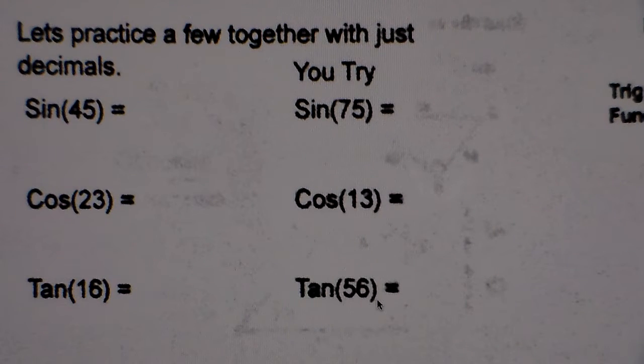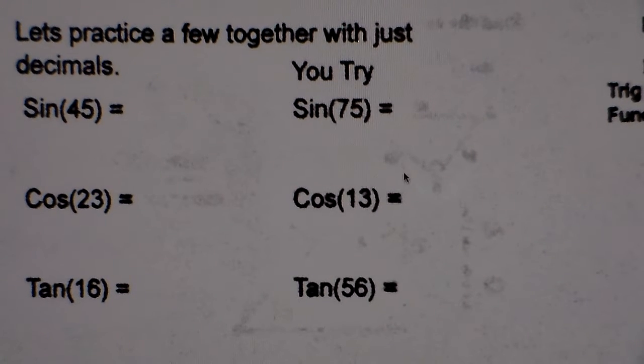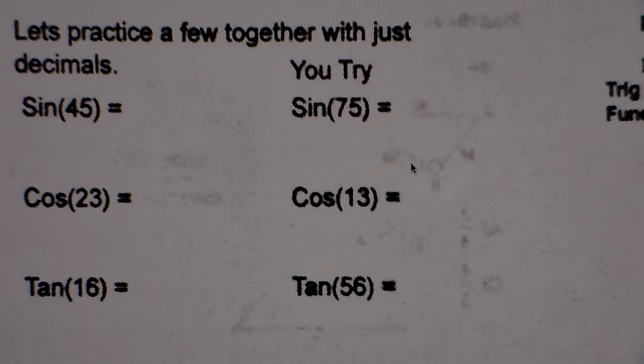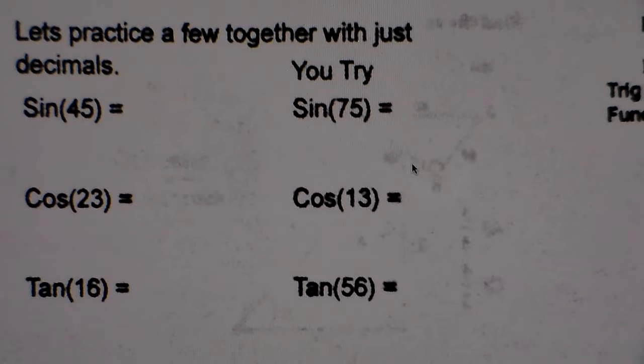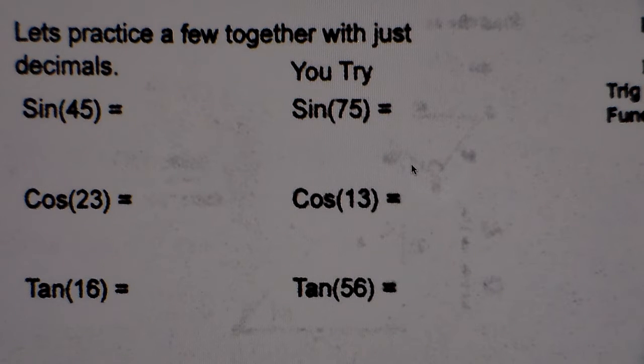You can try a couple on your own. I'll give you a quick second, then I'll go through them right now. Sine of 75 gets you 0.965. Cosine of 13 gets you 0.9743. And tangent of 56 gets you 1.482 dot, dot, dot. So that's just practicing typing it into the calculator.